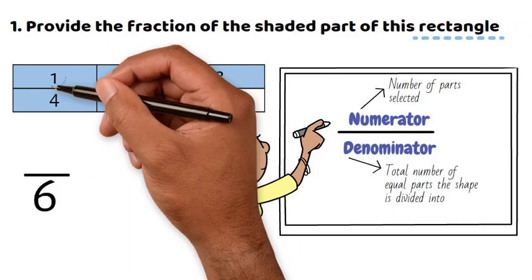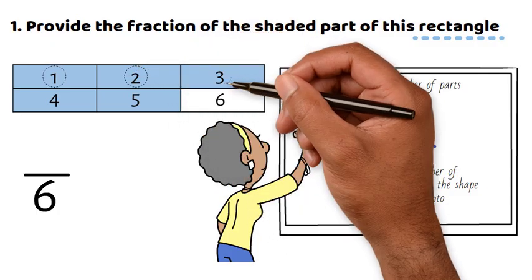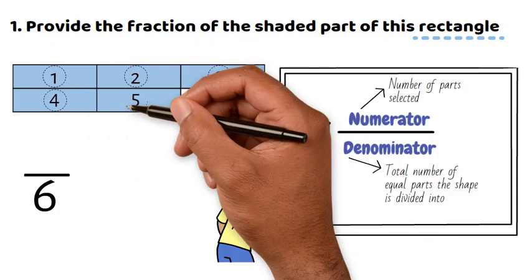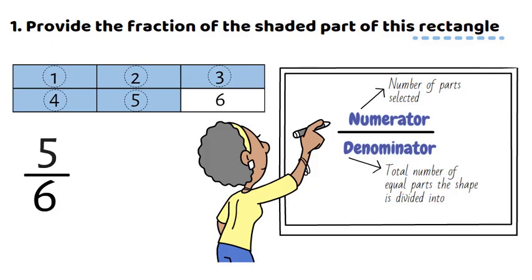The number of parts that have been shaded in blue are 1, 2, 3, 4, 5. So the numerator would be 5. The fraction of the rectangle that has been shaded is therefore 5/6, or 5 over 6.